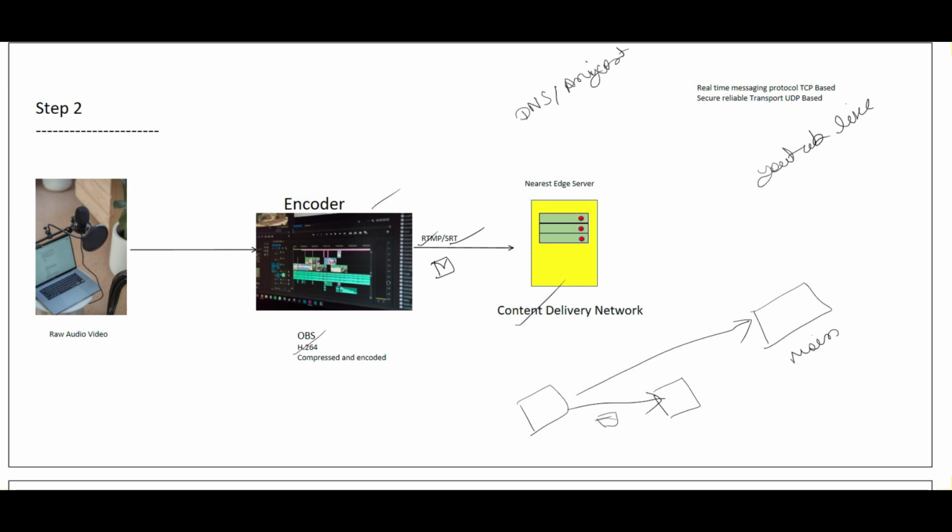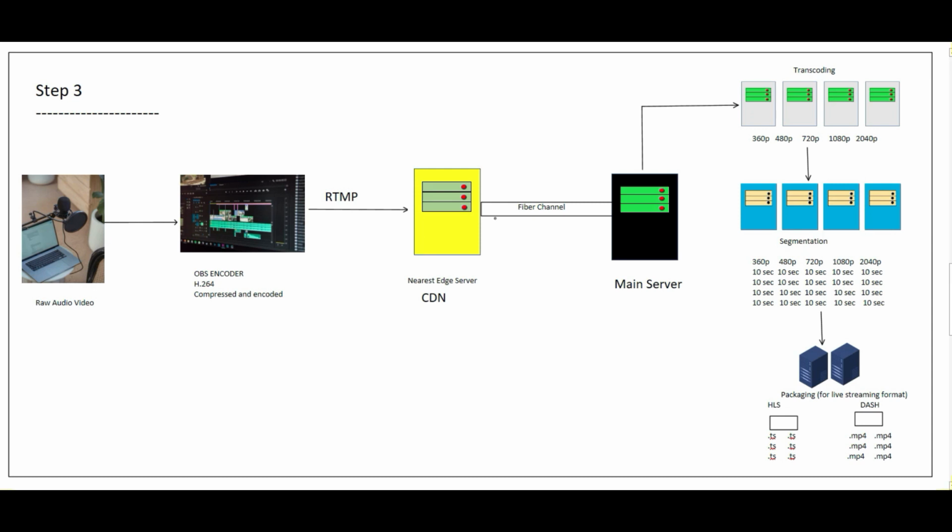From the encoder, the video will be transported to the nearest edge server using a protocol like RTMP or SRT. In this example we will take RTMP. So let's see what the third step is. In the third step, the video is received by the nearest edge server. Suppose this is a YouTube edge server, right?